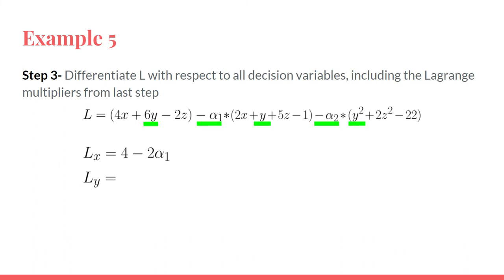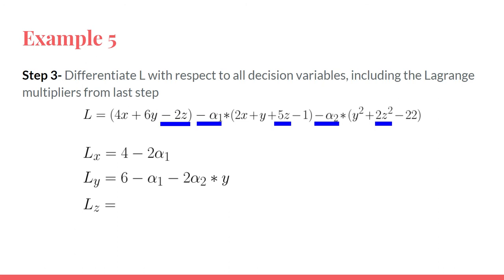We then differentiate L with respect to y. The terms inside of L that have y inside of them are going to be 6y from the objective function, minus alpha 1 times y from the first constraint, and minus alpha 2 times y squared from the second constraint. Thus, L sub y is going to be equal to 6 minus alpha 1 minus 2 alpha 2 times y.